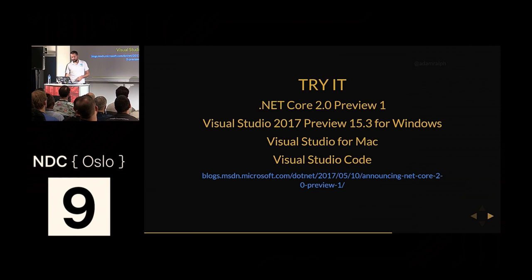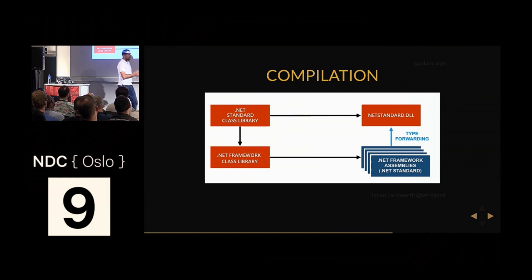How does this work? Again, separate compilation from runtime. These are the two different scenarios you need to think about. Compilation: we've got our .NET Standard library, which, exactly like before, is referencing .NET Standard DLL. That hasn't changed. That is referencing the .NET Framework class library, and the .NET Framework class library is looking for MS Core Lib in the .NET Framework assemblies. However, this is not the MS Core Lib that you think it is. It's one that ships with .NET Standard, and again, it's using type forwarding.